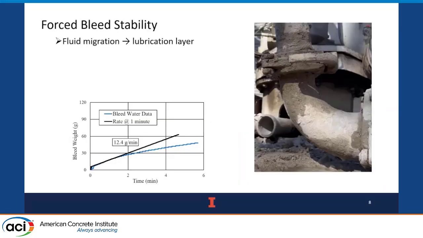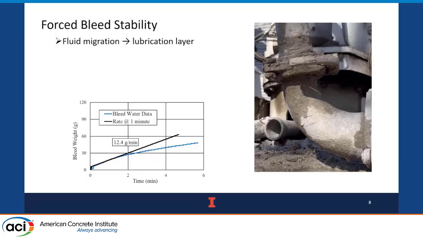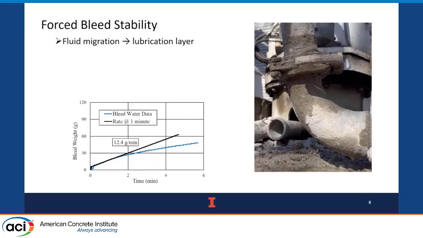Our final test was the forced bleed stability test. Obviously it's important to have some sort of fluid migration in pumping because you need a lubrication layer, especially for plug flow. So you need to generate a lubrication layer. There needs to be some fluid migration, but you can't have too much of it. Here you just see some excessive bleeding in their unsealed pipeline. And when you get excessive bleeding, you'll get interlock, you'll get clogging, no fun.